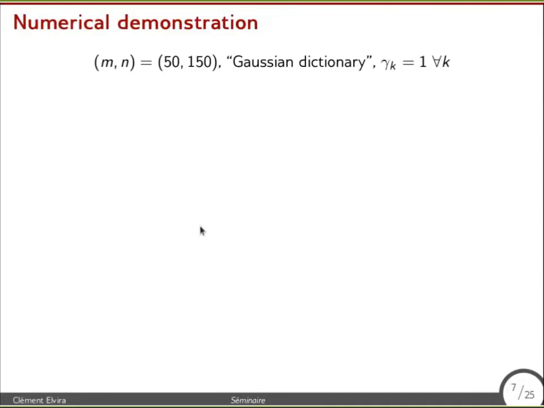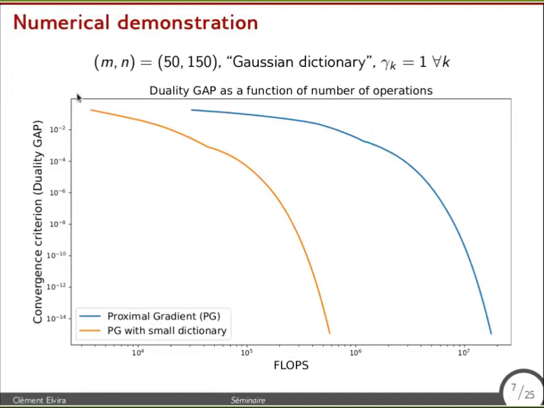Okay, and if you further need to be convinced about what I just said, consider a small experiment where I have generated a slope problem. Let's not focus on the experimental setup. And here on the figure, I have represented the computational resources needed to reach a prescribed accuracy criterion. So here I have used the duality gap, but let's forget about it. If you are familiar with convex optimization, you know what the duality gap is.